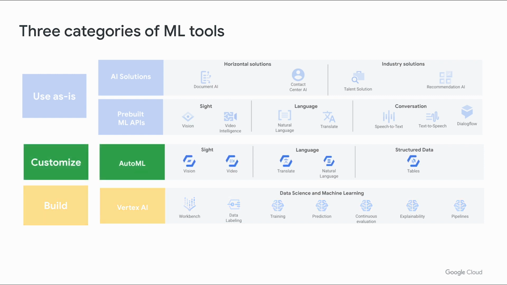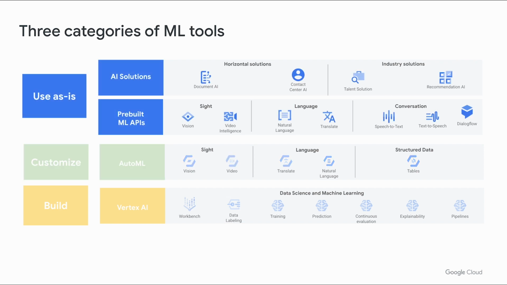Under customize, we have AutoML, which helps businesses with limited ML expertise to start building their own high-quality custom models. Under use as is, we have 2 vertical solutions, Talent Solution and Recommendation AI. Talent Solution leverages ML technology to help better understand job content and job seeker intent. Use as is also encompasses ML APIs, which we have covered in the video How to Get Started with ML APIs. We also have 2 horizontal solutions, DocAI and CCAI, which we will be covering in detail in this video.